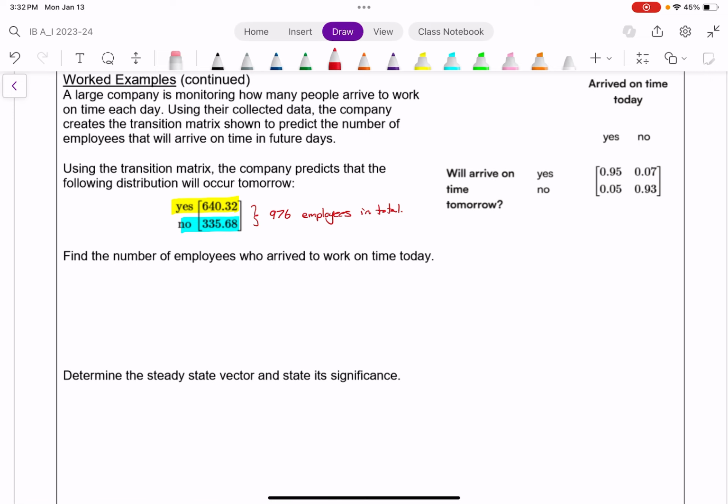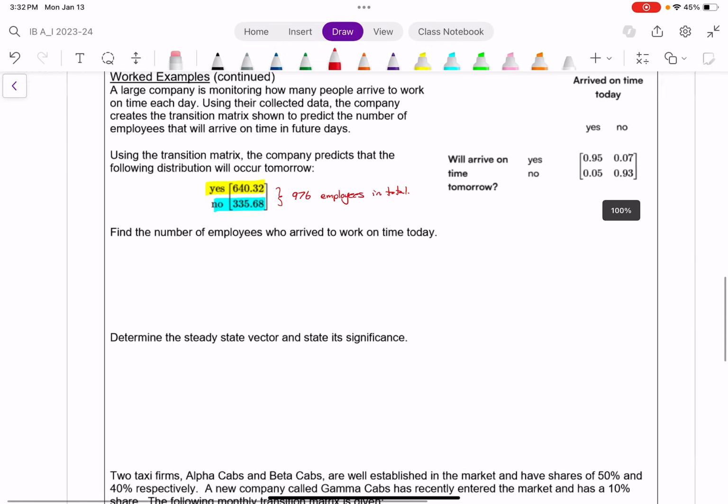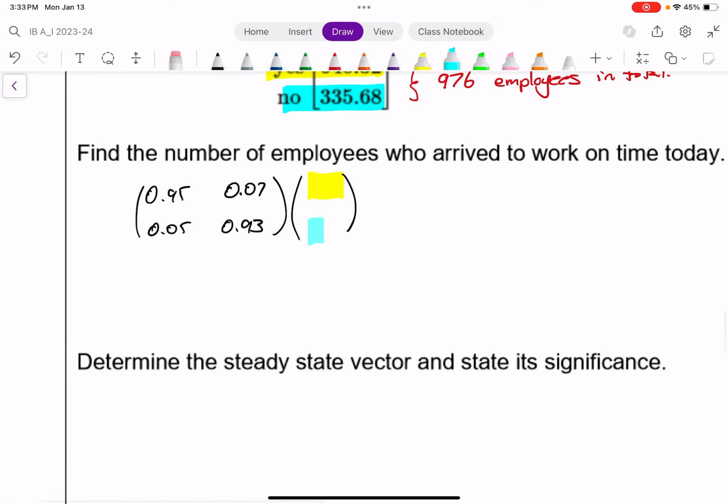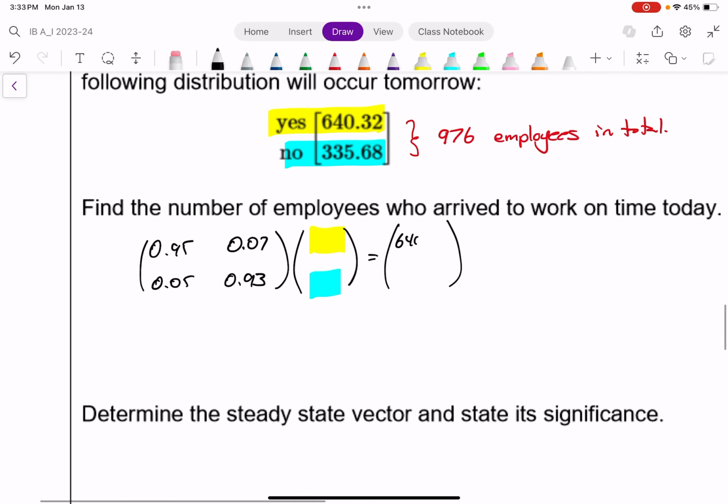And so one way of approaching that is to take that transition matrix right here. I'm going to copy it down right here. So take my matrix, which is given to us. And so the idea is if I take this matrix and multiply by 2 values here, then I'll get a new column matrix that tells me the values for tomorrow. But we know those. We know that tomorrow it's going to be 640.32, and this is 335.68.